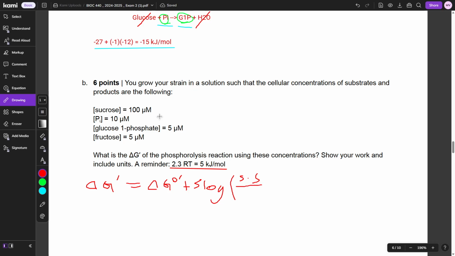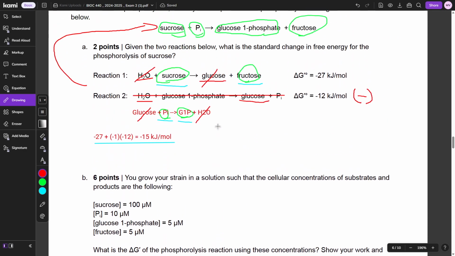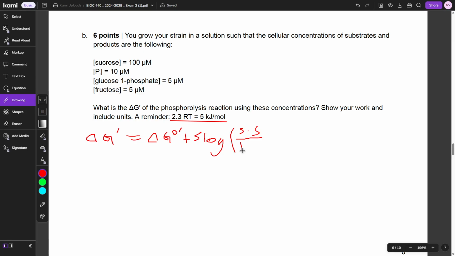And also make sure the units are correct. We're using micromolars for all of these, so no problems there. And then the reactants are sucrose and phosphate, which is 100 times 10. So now if I simplify, this whole term here is just going to be 25 over 1,000, which is the same thing as saying 0.025.